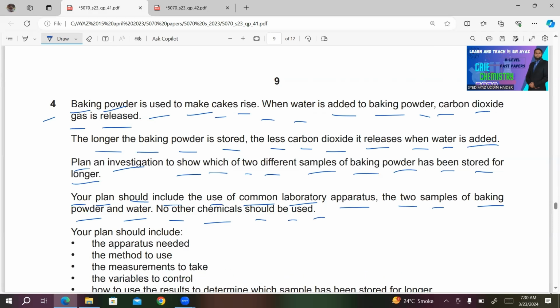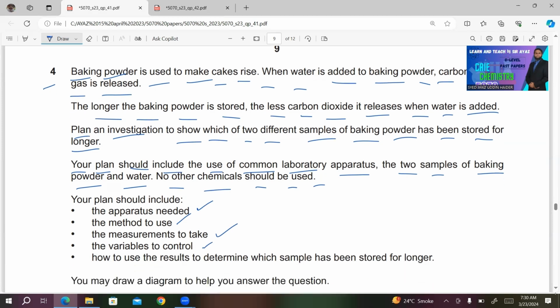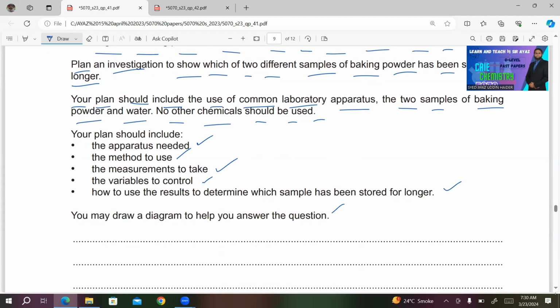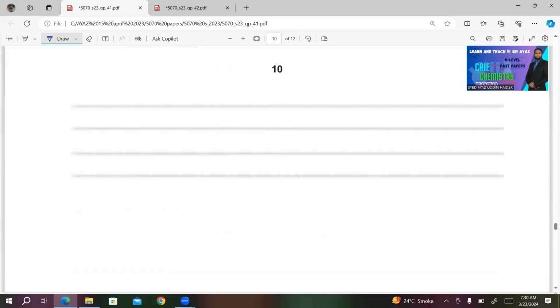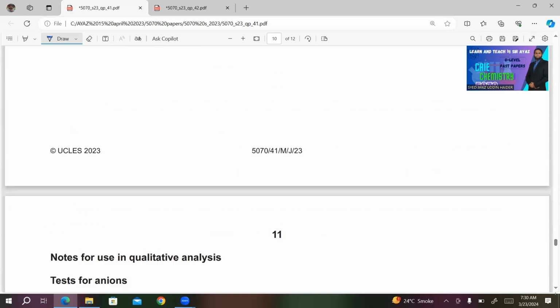Now, your plan should include the apparatus needed, the method to use, the measurements to take, the variables to control, how to use the results to determine which sample has been stored for longer. You may draw a diagram to help you answer the question. Now, in this question, it's a 6-mark question, I think. Yes, it's a 6-mark question.